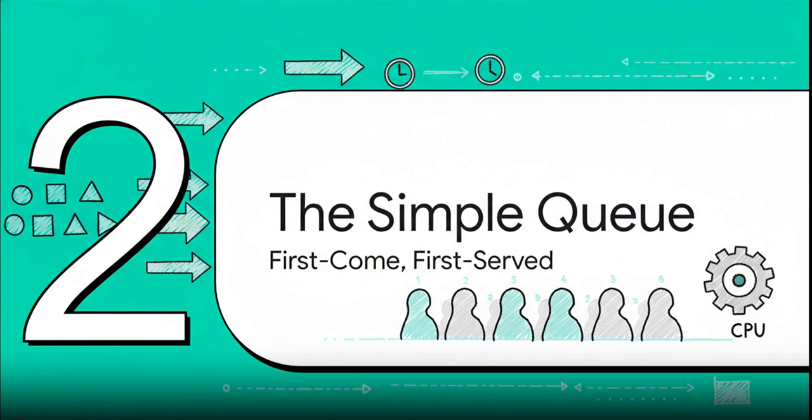Okay, let's dive into some specific algorithms. And we're going to start with the most straightforward one you can possibly imagine, the one that works exactly like standing in line at the grocery store. It's called first come, first served, or FCFS.